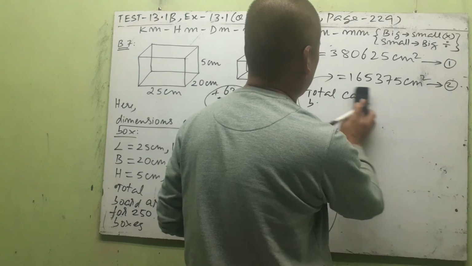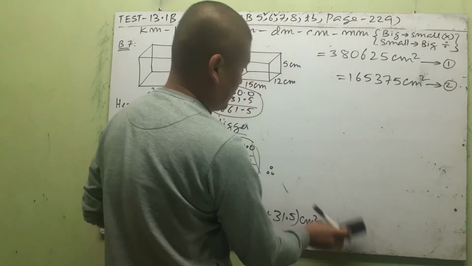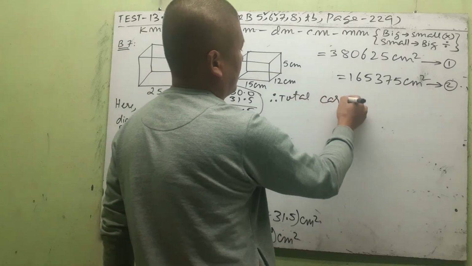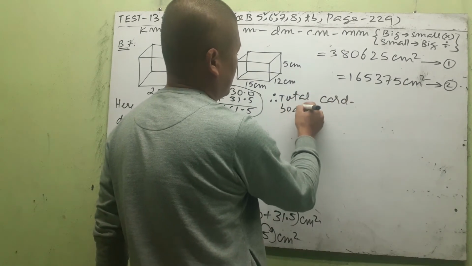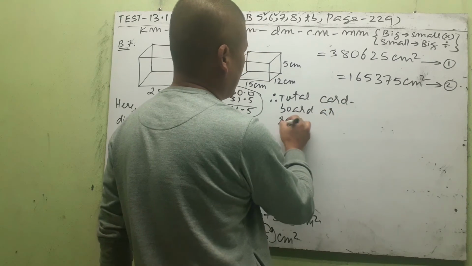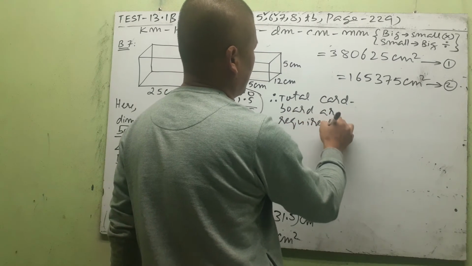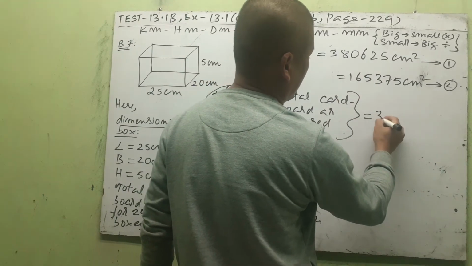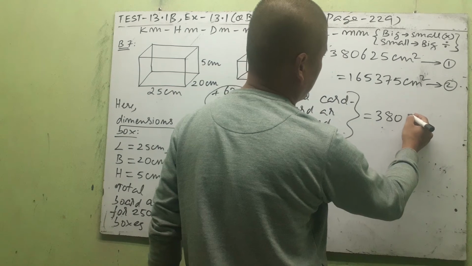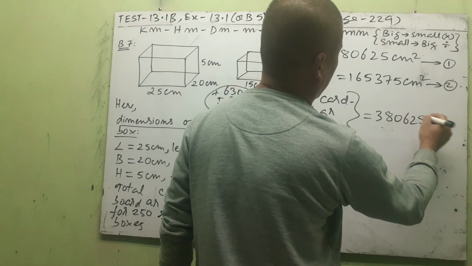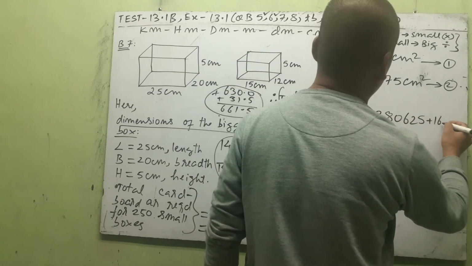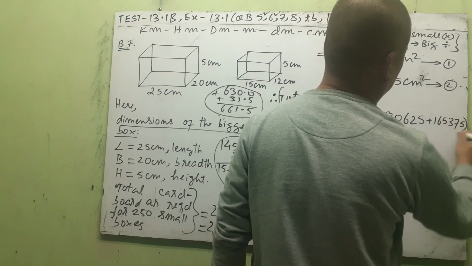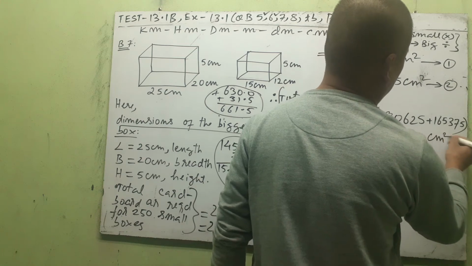We'll need some space, so we don't need this anymore, so just write here total cardboard area required in total. Everything will be the total cardboard area of bigger boxes 380,625 plus 165,375, this much centimeter square.